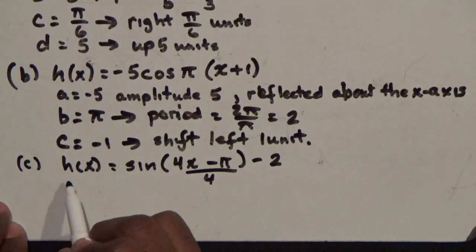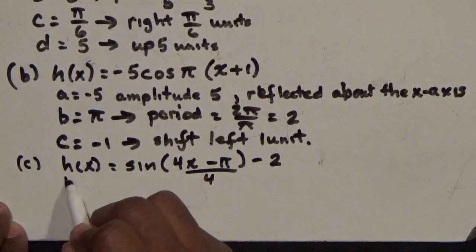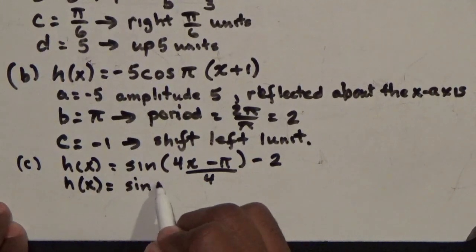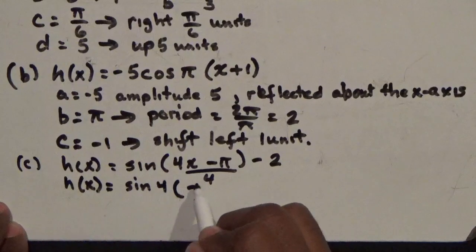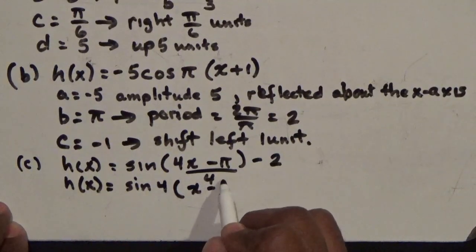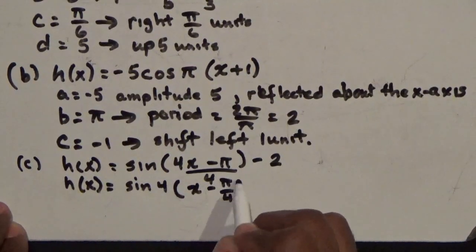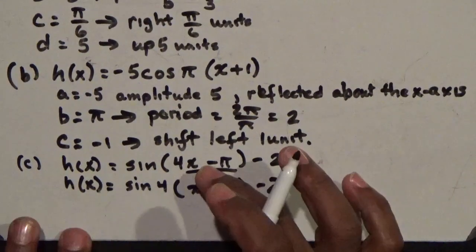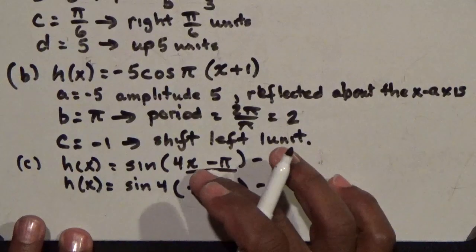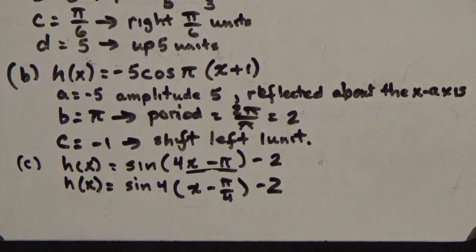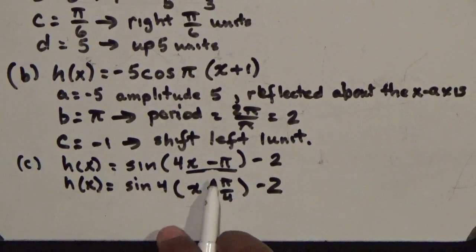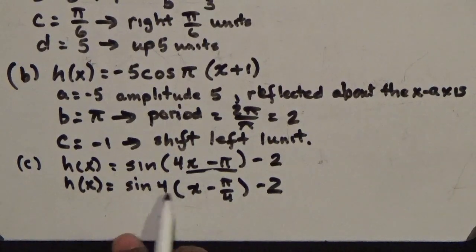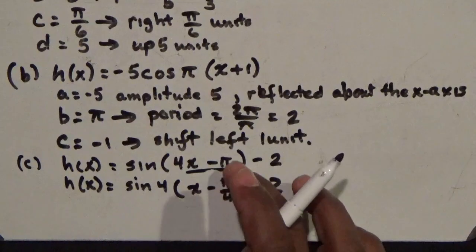All right, so we're going to rewrite this as h of x is equal to sine 4 times x, minus pi over 4, minus 2. Now that's a better form for us, and I'm just going to erase that right there. I actually didn't divide, I just factored it out. So if I multiply this back, I still would get what's right there.